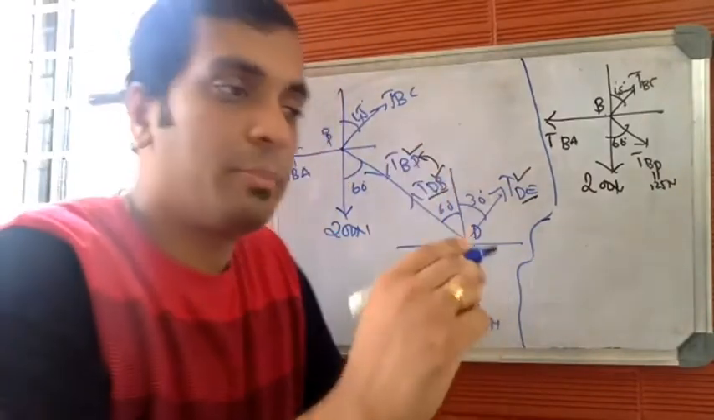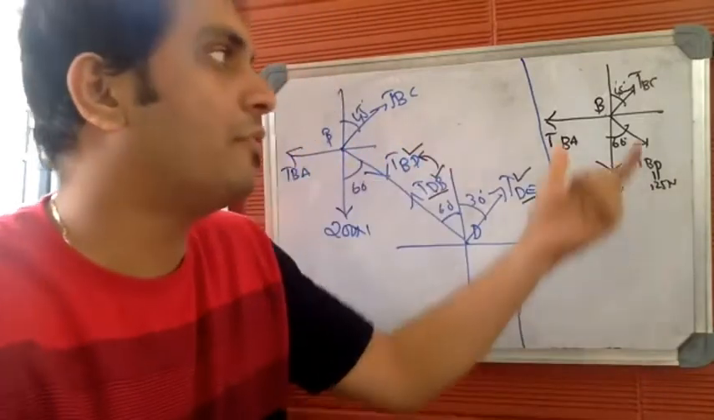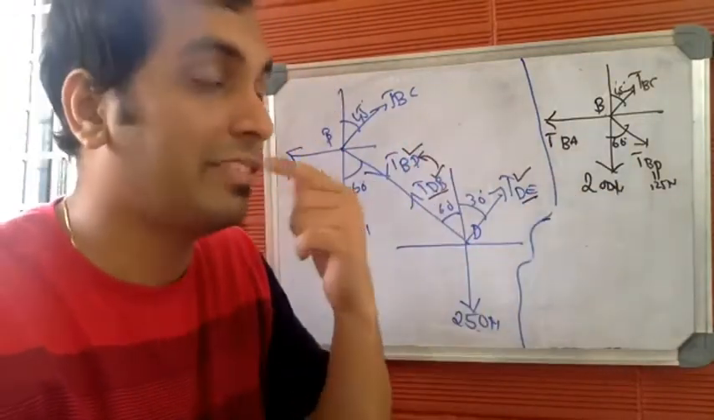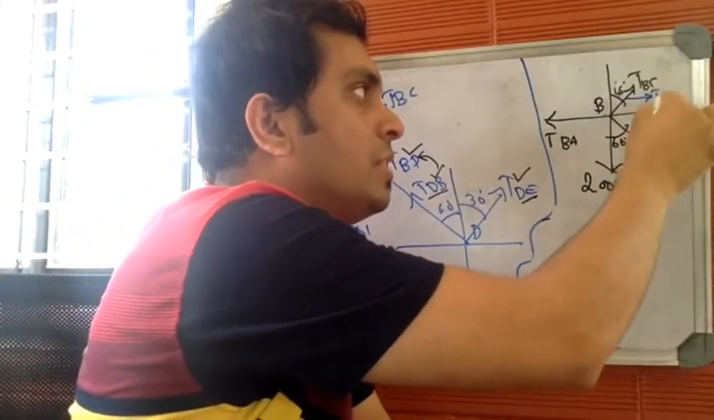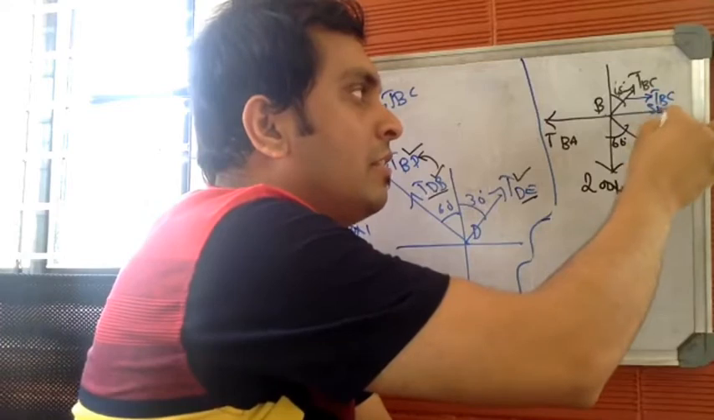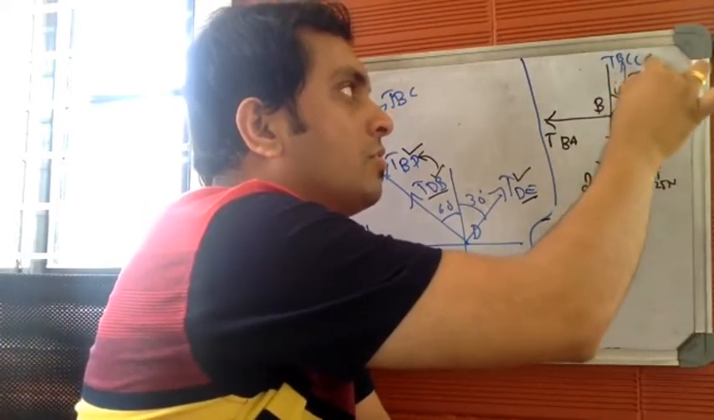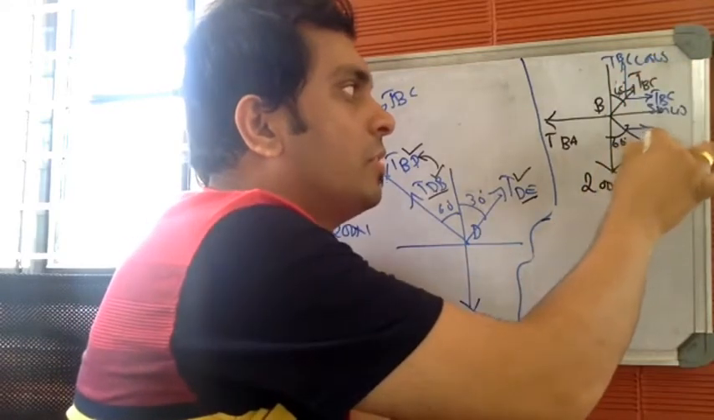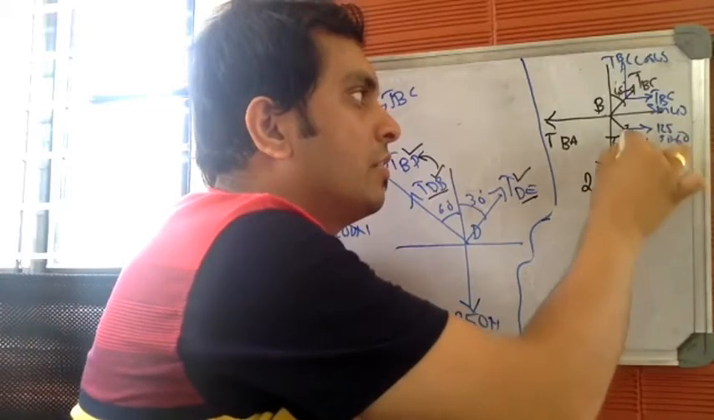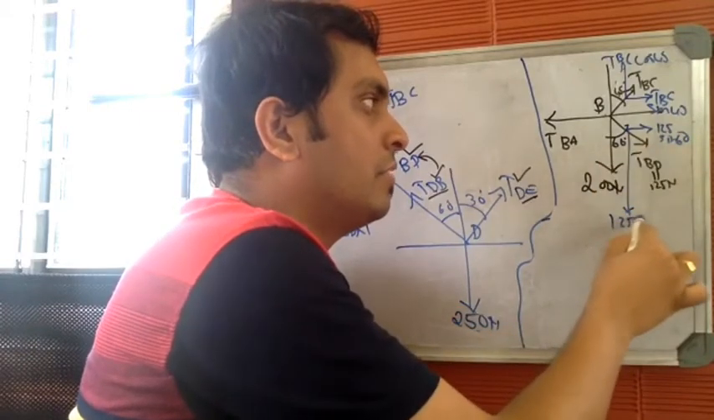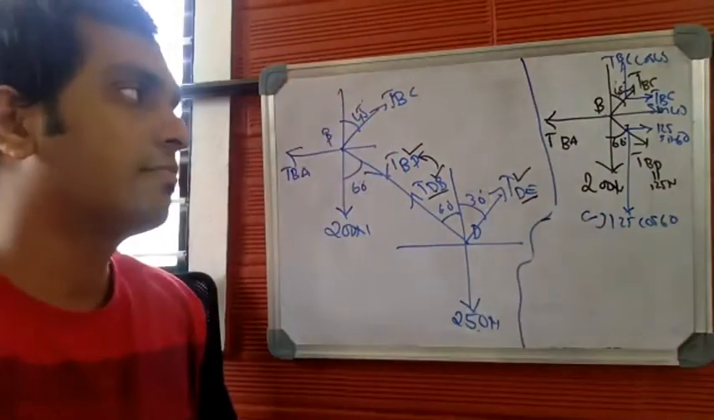In order to apply the two conditions of equilibrium, summation of Fx equal to 0 and summation of Fy equal to 0, you have to resolve all the inclined forces into their horizontal and vertical components. So you have two inclined forces. Horizontal component of this is TBC sine 45. Vertical component is TBC cos 45. Horizontal component of this is 125 sine 60. Vertical component of this is 125 cos 60. Since it moves downwards, it is negative.